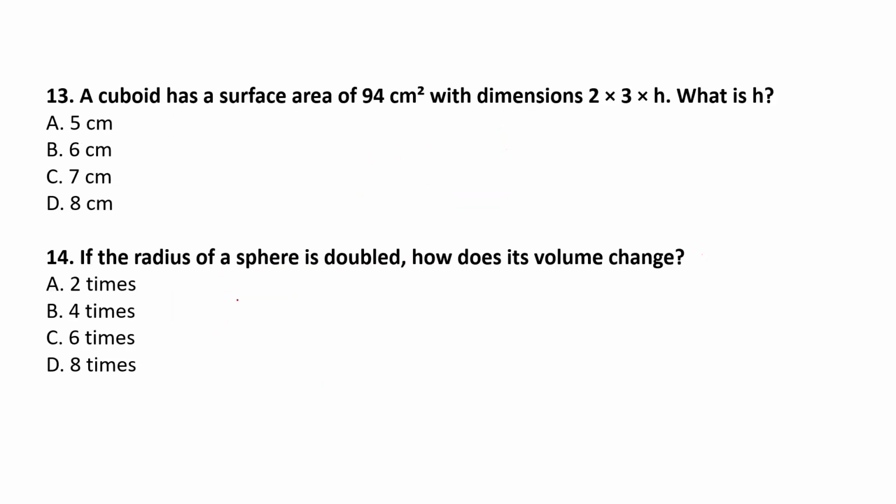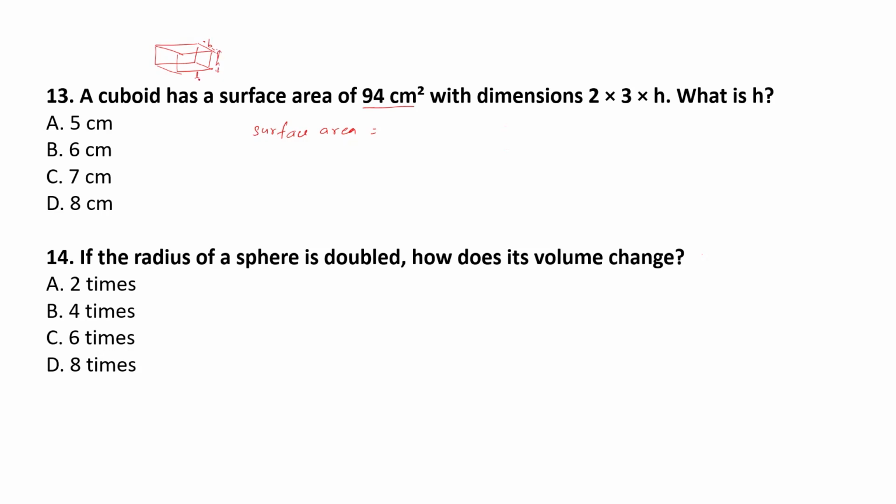Next problem. A cuboid has a surface area of 94 centimeters square with dimensions 2, 3 and h. What is h? It is a bit different. So surface area is given. Remember the formula for the surface area of a cuboid? Remember, a cuboid is this kind of shape where all these sides are different. So remember, this is l, this side is b, and this is h. Height is h.